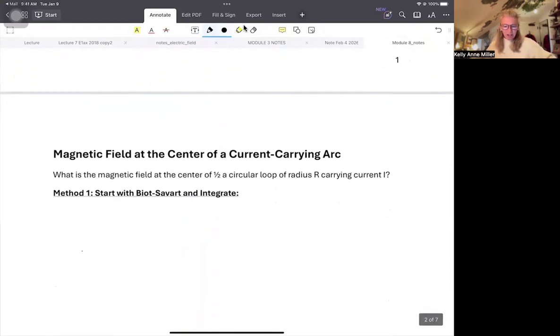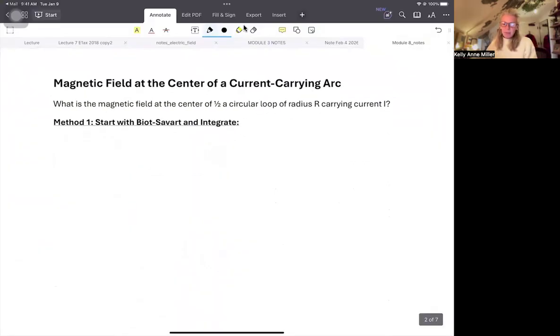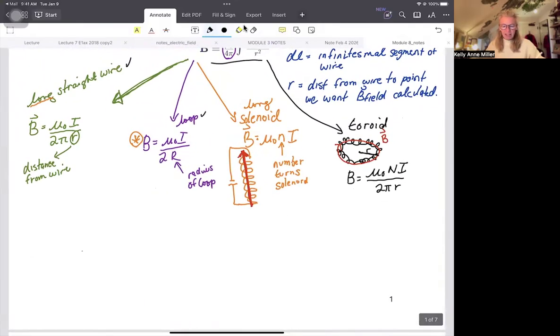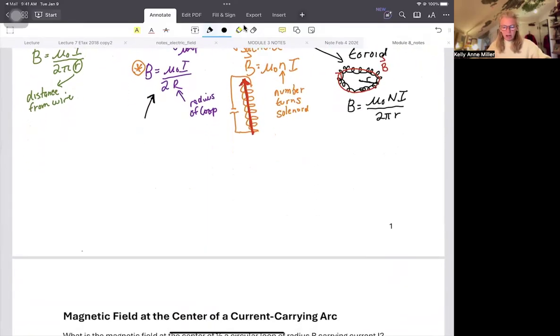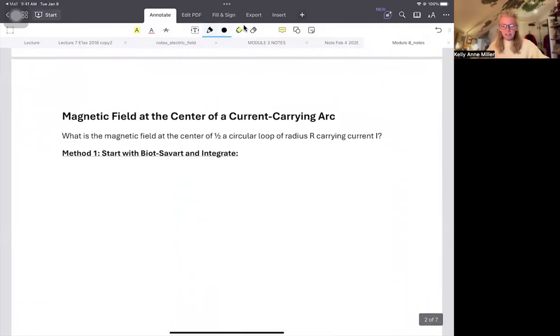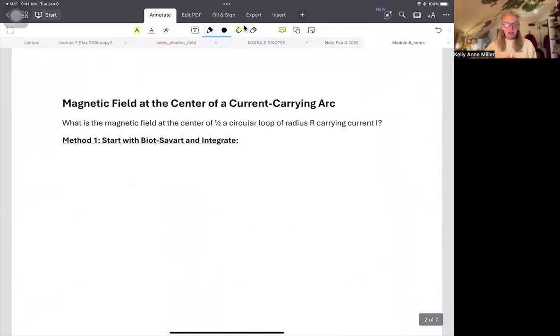Okay, so let's talk about the magnetic field at the center of a current carrying loop. This is where I'm going to basically derive this. There are two ways that you could do this. The first way is with the Biot-Savart law and the integration. And the second way is basically manipulating the symmetry of the arc.